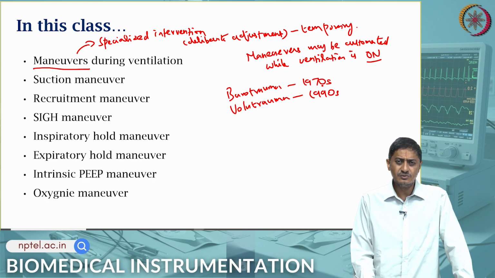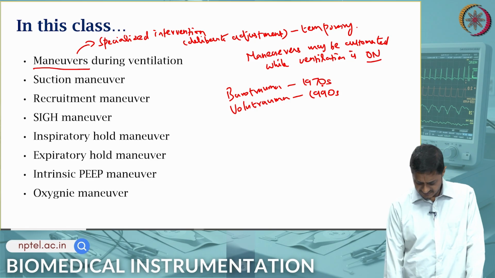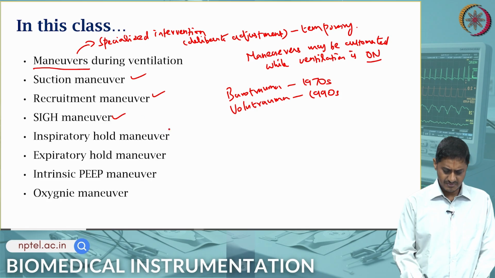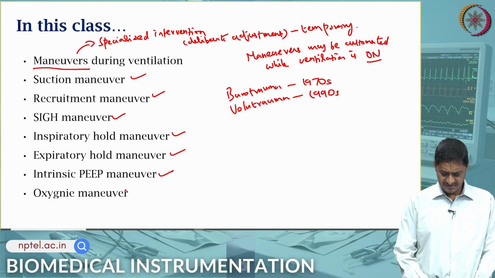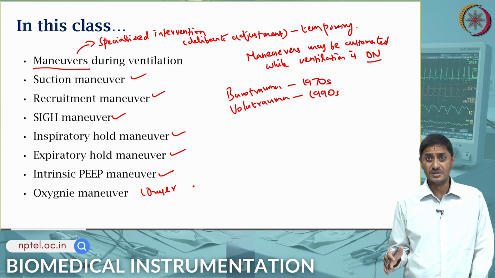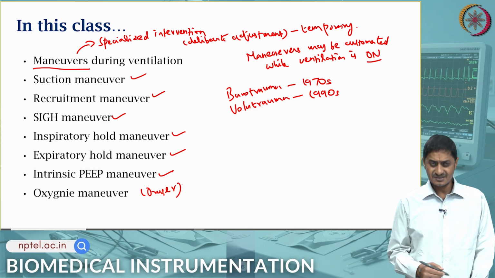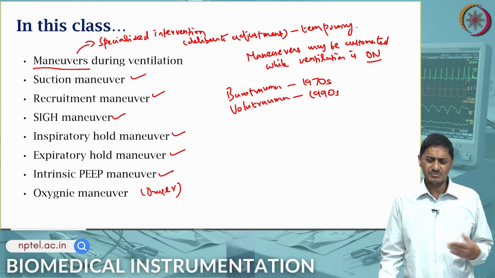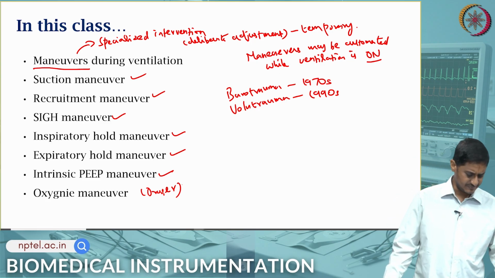From that point, the need to perform this kind of adjustment was felt. So, these are the various adjustments or maneuvers that are possible: the suction maneuver, recruitment maneuver, sigh maneuver, inspiratory hold maneuver, expiratory hold maneuver, intrinsic PEEP maneuver, and a special maneuver from a company called Drager. This is not a standard; different companies have different names, they have branded the maneuvers. This is Drager's maneuver called the oxygeny maneuver, but it does not represent the generic method, it is specific to that machine, for example.